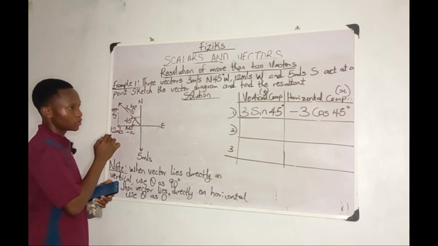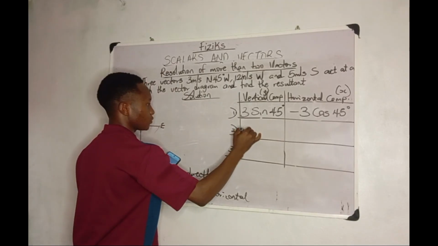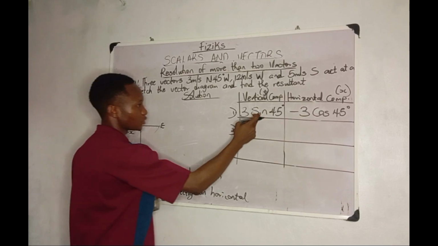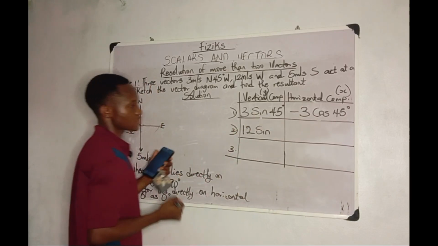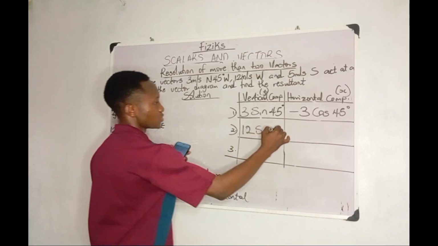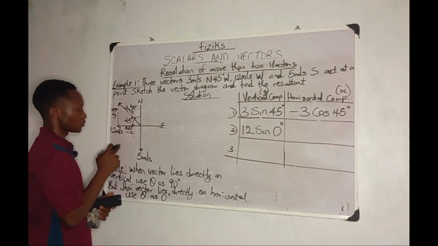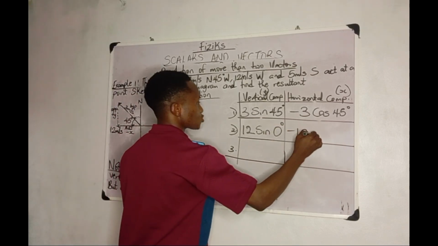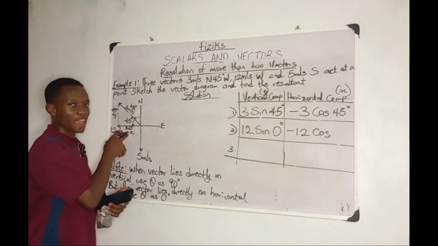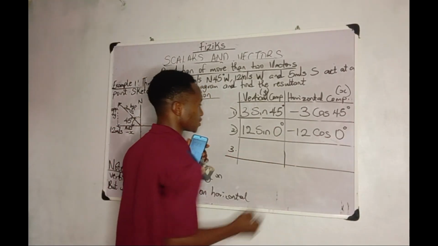Now let's go. Here I'm going to be having 12. I'll write the 12. All right, what's the next thing? Remember your rule, you must have sine inside. And what theta am I going to be using? Since it lies on horizontal, I'm going to be using 0 degrees. Let's go over to the horizontal component. So I'm going to have minus 12 cos. Hope you know why I put minus, because it's on the negative x. Minus 12 cos, theta remains 0 degrees.